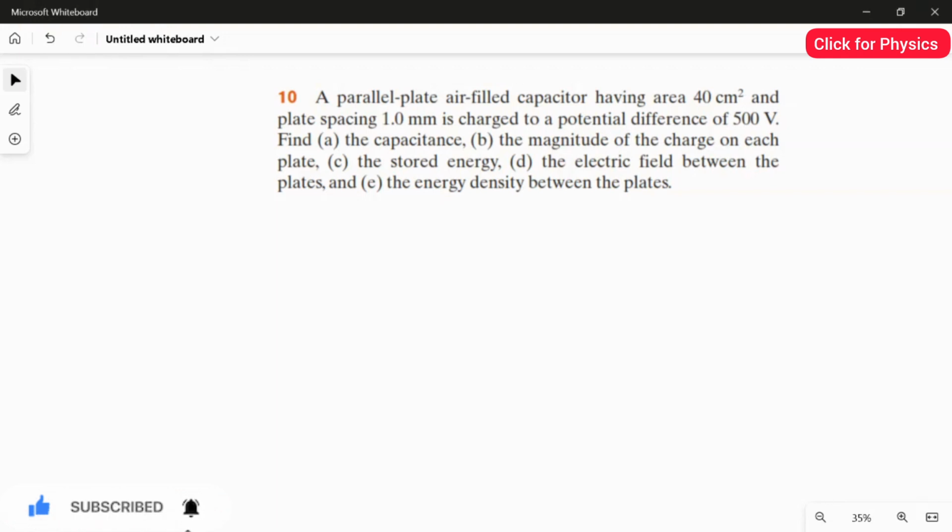And the third question is find the stored energy. And the fourth one is find the electric field between the plates. And the fifth question is find the energy density between the plates. So first of all, let's rewrite the given first.